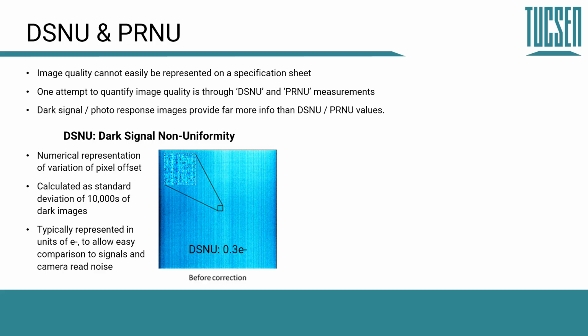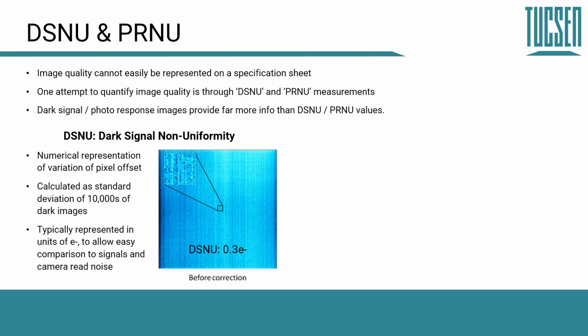This is typically represented in units of electrons, which allows us to easily compare it to camera read noise, for example, which is also given in electrons and also represents a variation in our pixels. So it makes sense to compare these two. DSNU is often lower than camera read noise, and if it's lower by much, then it's unlikely to be playing a role in our imaging. We're unlikely to see it very much.